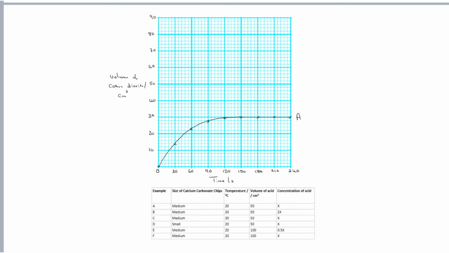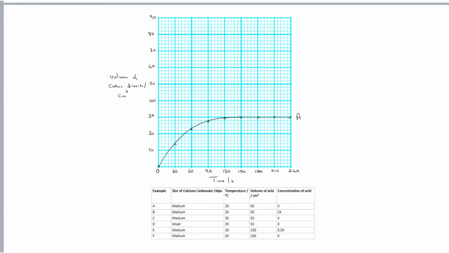So let's have a look at the same reaction here. And what we're going to do, we're going to alter things like the size of the calcium carbonate chips, the temperature, the volume, and the concentration of the acid. And in each of these examples, the calcium carbonate chips are going to be in excess, so that means there's more than enough calcium carbonate to react with all the acid in each situation. So I've plotted for you an example for A. So we've got medium-sized calcium carbonate chips, a temperature of 20 degrees, 50 centimetres cubed of acid, and the concentration is X.